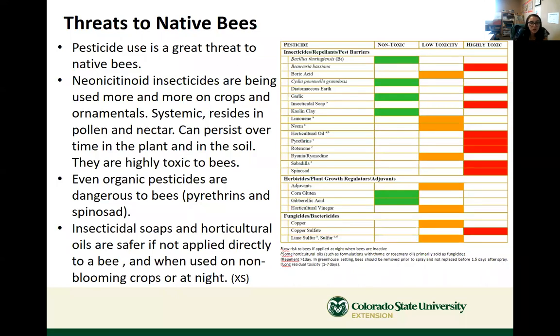Insecticidal soaps and horticultural oils are safer if you don't apply them directly to a bee, which I hope nobody would be squirting products on an actual bee, but those do tend to be a little bit safer. Using these products at night or on non-blooming crops makes them even more safe. So like I said, you'll get these slides and you'll have this table that you can check out if you do think you need to use a product, how toxic is this to bees?